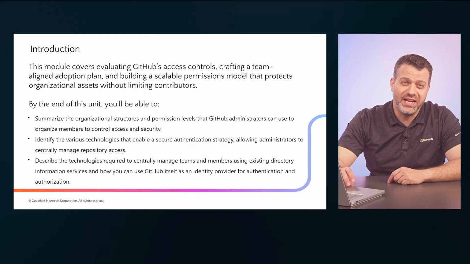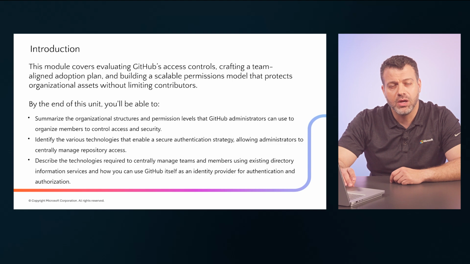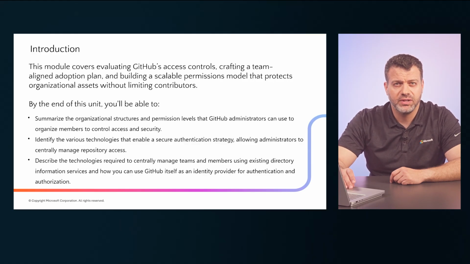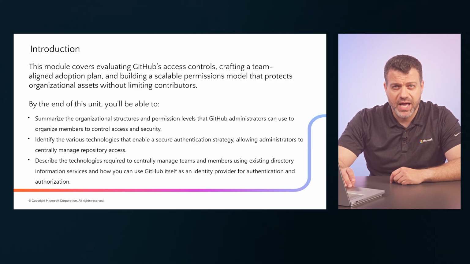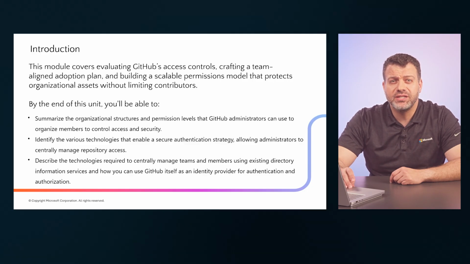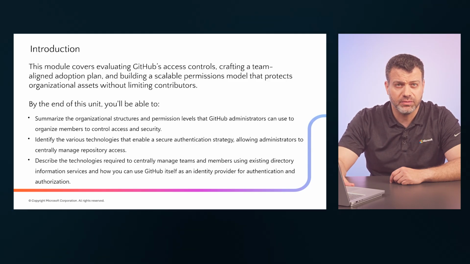I'm Michael Michel, and in this session, we're going to build a simple framework you can reuse anywhere. Where administration happens: team, organization, and enterprise. How users prove who they are, that's authentication. And how you control what they can do, permissions. By the end, you should be able to explain GitHub admin structure and permission levels, identify authentication options you can use to secure access, and describe how directory-based approaches help you manage users and teams at scale.